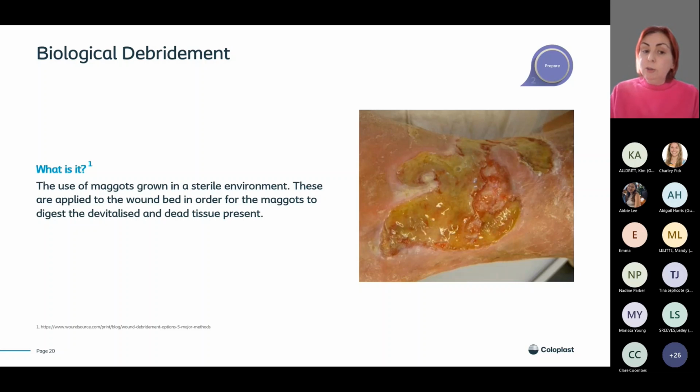And then we think about biological debridement. So this is very popular. It's essentially the use of maggots, which are grown in a sterile environment and applied to the wound bed, and the maggots will digest the devitalized tissue and the dead tissue that sit within that wound bed. They're very, very effective, and have been used more and more in this current day and age to facilitate that healing trajectory in a quicker period of time, because they will do very quickly in 3 to 5 days what your moist wound healing dressings will take much longer to do.